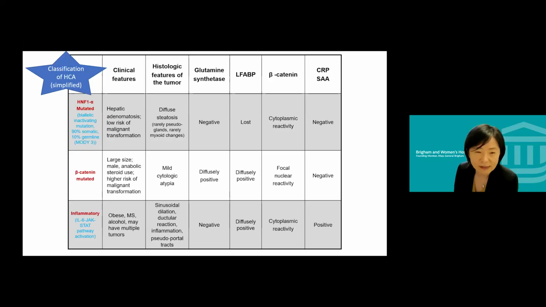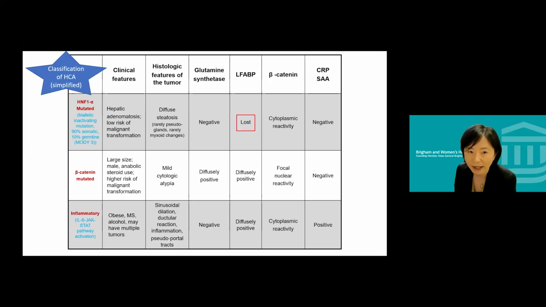And these tumors seem to have lower risk of malignant transformation, but a recent study has reported that this risk changes as people age. In people older than 60, the risk seems to markedly increase. Then the adenoma itself tends to have diffuse steatosis, and the stain LFABP is very helpful in this setting. This will show loss of LFABP stain within the lesion.